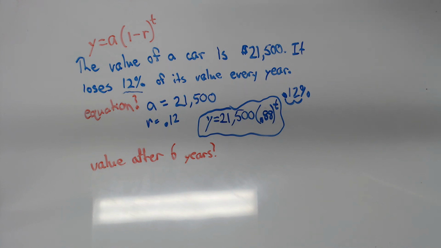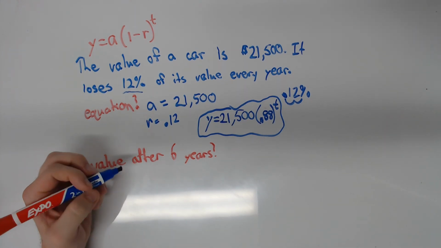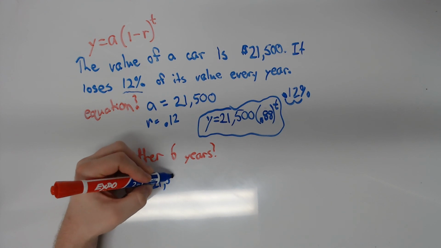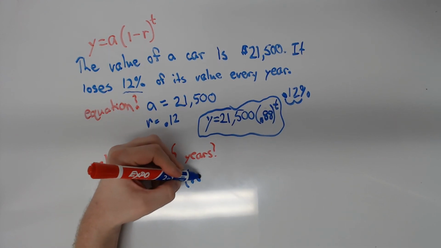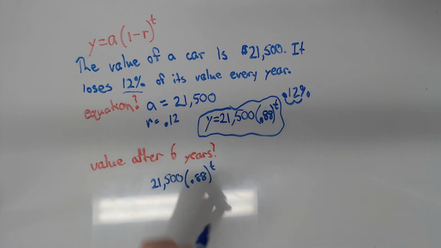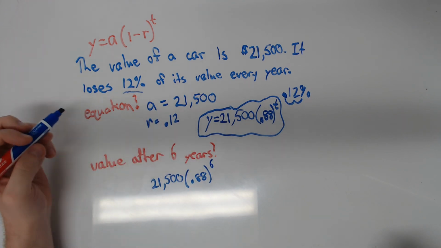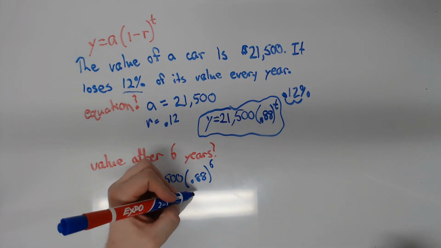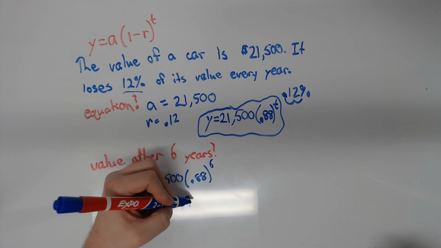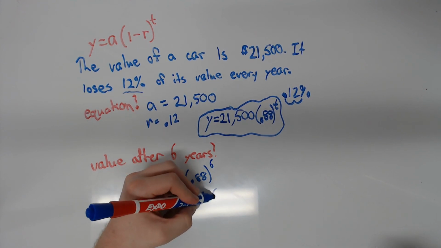The value after 6 years, again, that just means 6 is our exponent: 0.88 to the T power. Money only goes to 2 decimal places, so that's where I'll stop at the end. I won't go any further than that. 21,500 times 0.88 to the 6th power. We end up with $9,984.69.